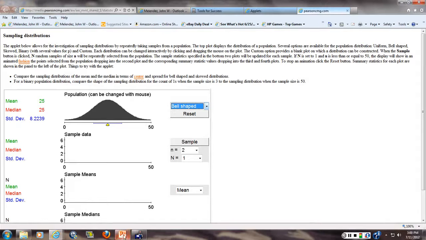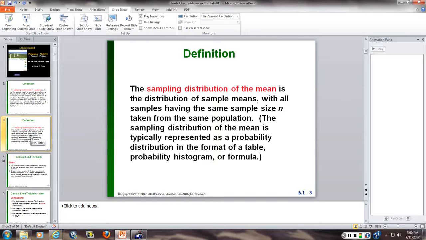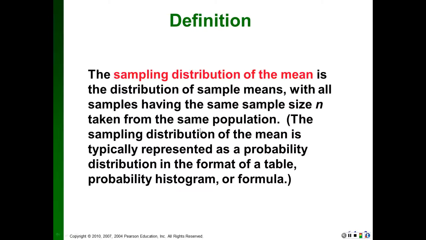Okay, so basically, the first theorem that we have here says that the sampling distribution of the mean is the distribution of sample means, with all samples having the sample size n taken from the same population. The sampling distribution of the means is typically represented as a probability distribution in the form of a table, probability histogram, or formula. What that means is that you have sample after sample, and you take the sample means of those samples and you make a probability distribution.